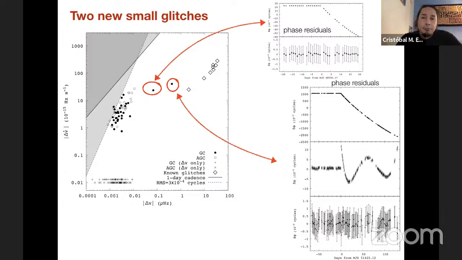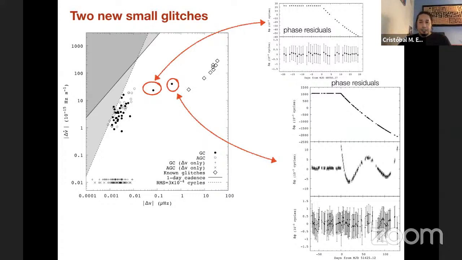And for the bigger one, if you fit the phase residuals with a jump in frequency and frequency derivative, you still get a very large signal, which is an exponential decay. So we actually fit an exponential decay for the largest of the two new small glitches. These glitches had not been reported before because this data had never been searched for small glitches.